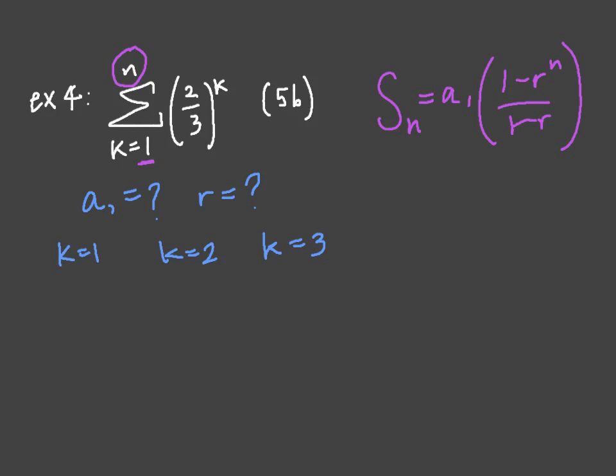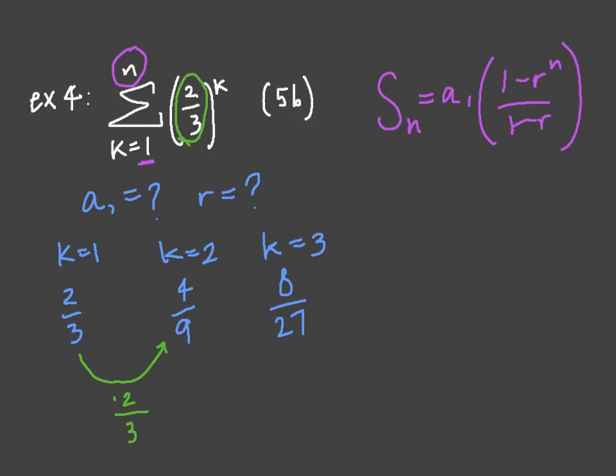So if we plug in k equals 1 into this formula, 2/3 to the k, 2/3 to the 1 is just 2/3. If we plug in k equals 2, we get 4/9. If we plug in k equals 3, 2 to the third is 8, 3 to the third is 27. And at this point, hopefully you can see how you're getting from term to term. The numerator is changing, you're multiplying by 2 on top, and the denominator is changing, you're multiplying by 3 on bottom. Do you see that the base of the exponent, 2/3, is the common ratio?